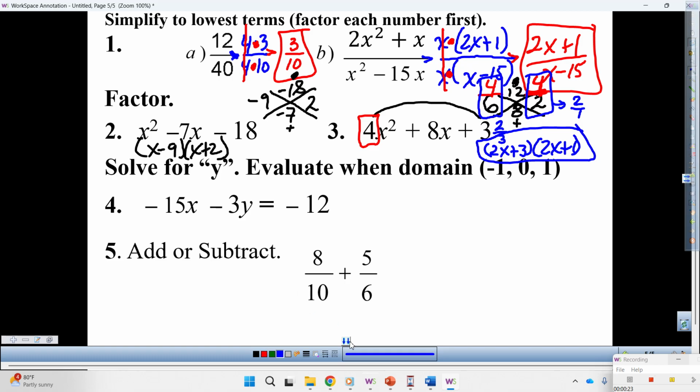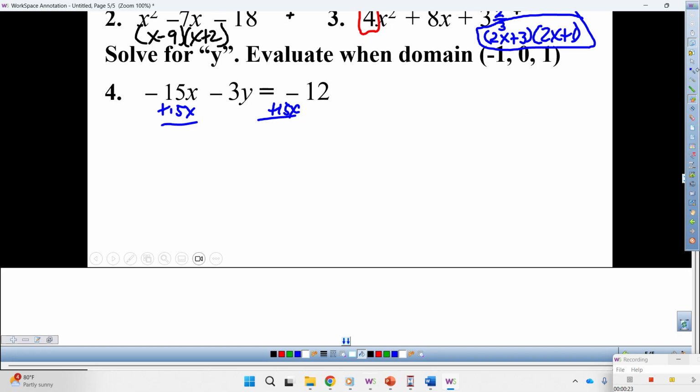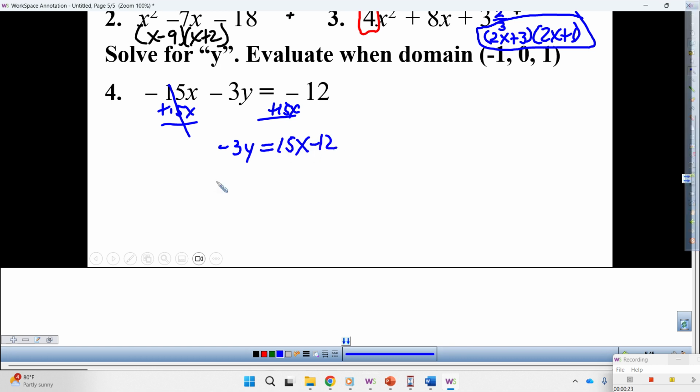Number 4. Evaluate, well, first solve for y. So that means I need to add 15x. Add 15x. Let me make some space here. That leaves us with negative 3y equals 15x minus 12. Divide by negative 3. Y equals 15x divided by negative 3 is negative 5x. Negative 12 divided by negative 3, that's positive 4.